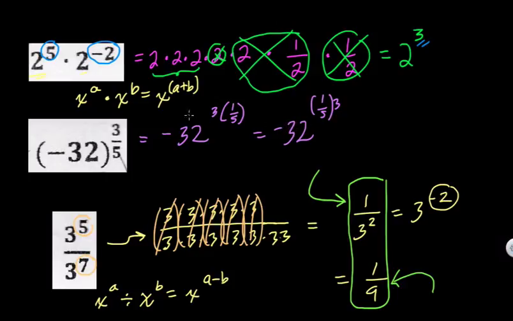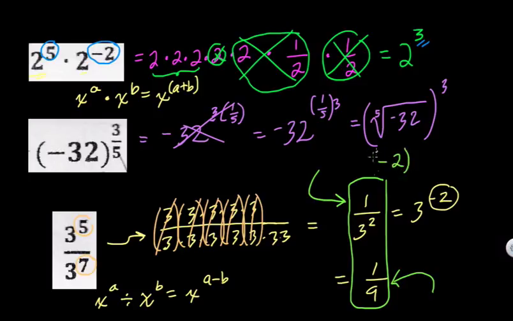So I don't want to cube 32 first, right? So I don't want to choose this one because I don't feel like doing that first. Instead, I'm going to find the fifth root of negative 32 first and then raise it to the third power. I find that to be easier. So what is the fifth root of negative 32? Well, that's just equal to negative 2.